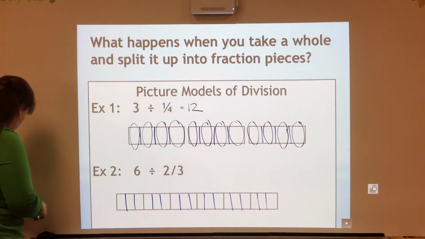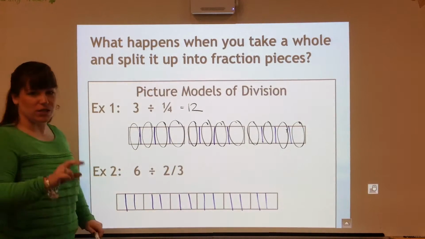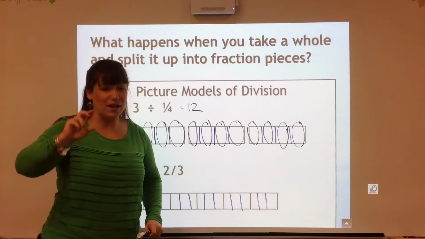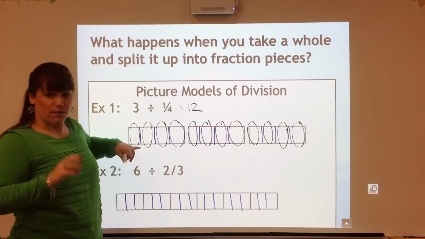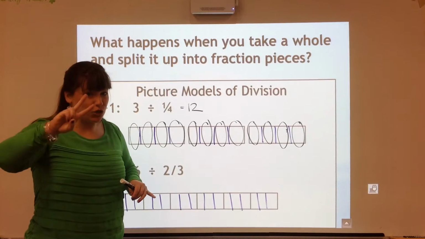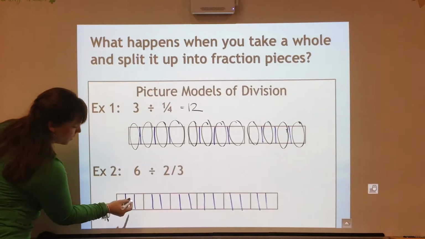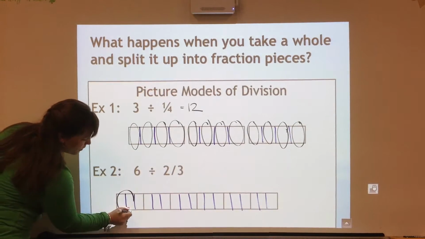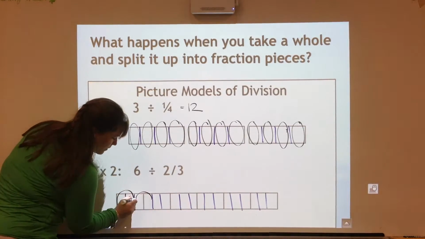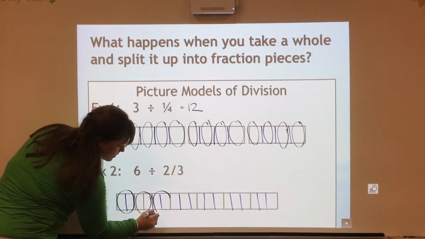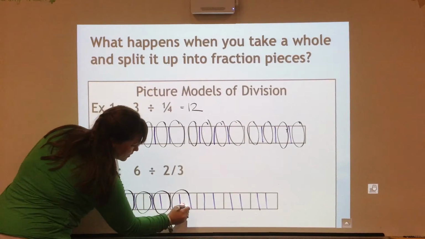And now the only difference here is that I'm interested in 2 of those thirds. So my circle isn't just 1 of the pieces, it's actually 2 of the thirds. So I'm going to draw a circle that covers both pieces. And then we have this one, and then we're just going to circle every 2.